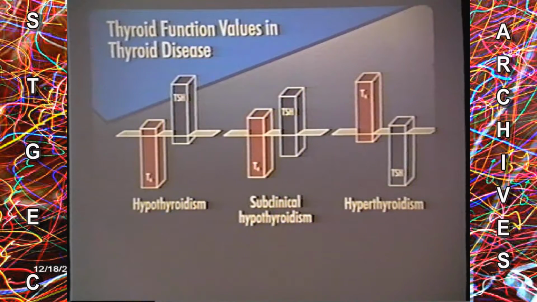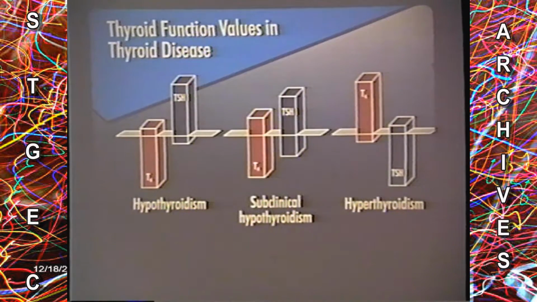Anyone? Okay, so we call this primary hypo when the T4 is low and the TSH goes up. That means the thyroid is not working. But if your T4 is low and the TSH is also low, then what should that make you think of? Yeah. Okay, so that is what you should always be thinking of. So that's a very important general principle.